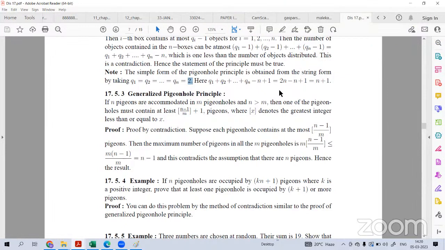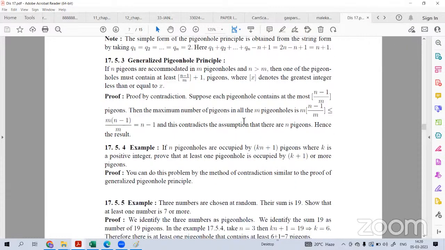Okay. Based on the balls, how many boxes I need, that is n plus 1. Any doubt? Shall we go next? Yes, sir.